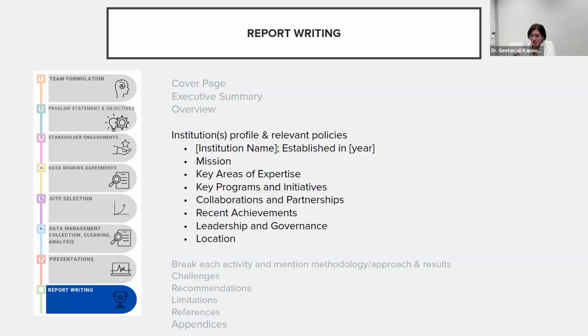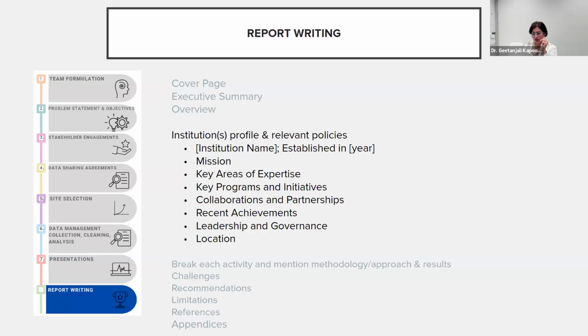But you've covered the team formulation in your institutional profile because you talk about your group, your leadership and governance. Problem statement again is covered, right? You've covered the problem statement in your executive summary, in your overview. Stakeholder engagements also, I mentioned, you can include in your overview. So I hope you all understand the report is actually going in parallel to the discussions we had in the last 3 days. That's how we're trying to now put that all on paper.